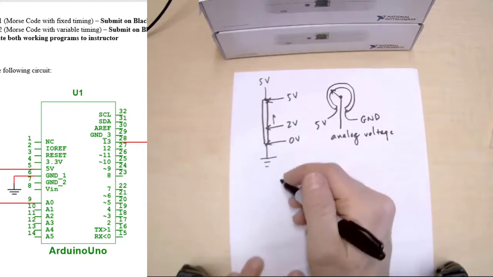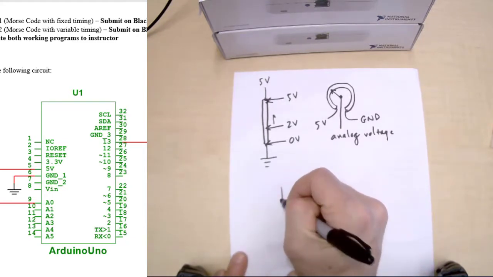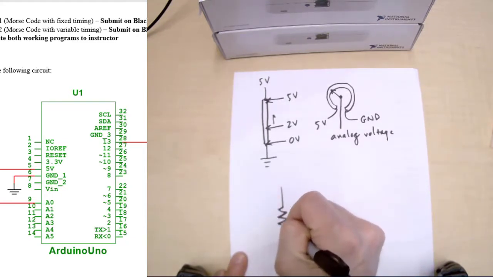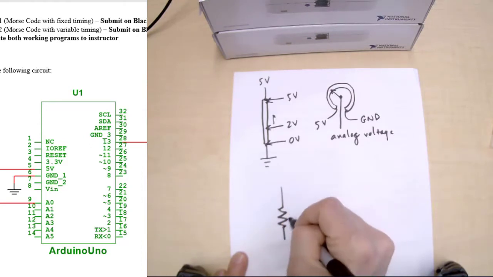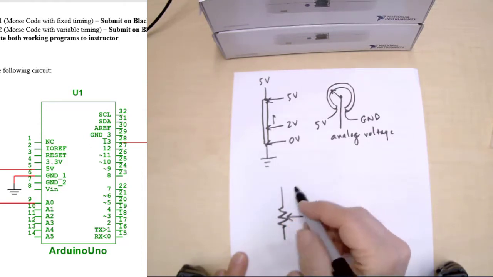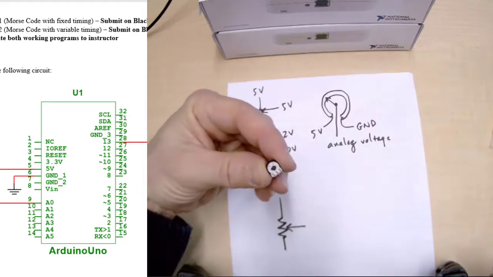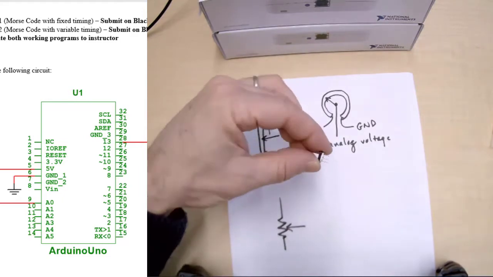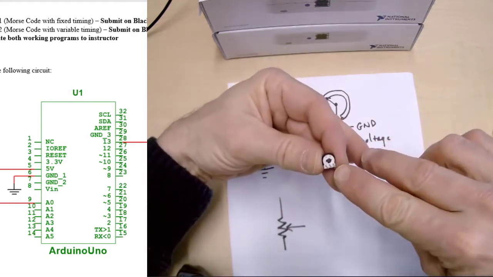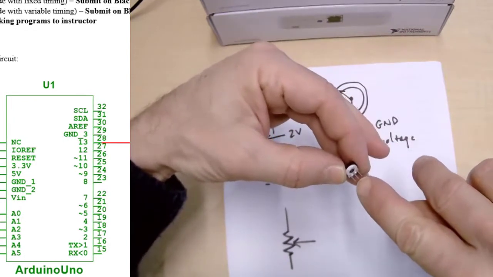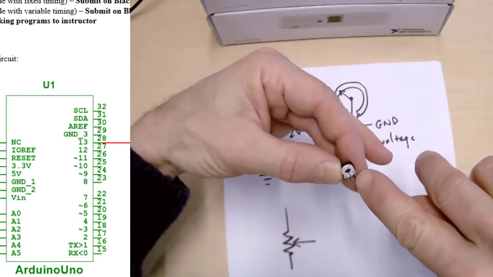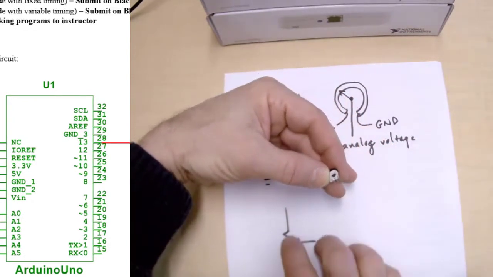So the symbol that you see on the schematic is a resistor with a sliding contact, 3 pins. So the actual potentiometer looks like this. It's got 3 pins, and the middle pin is the sliding variable pin, and the 2 end pins are the ones on the sides.